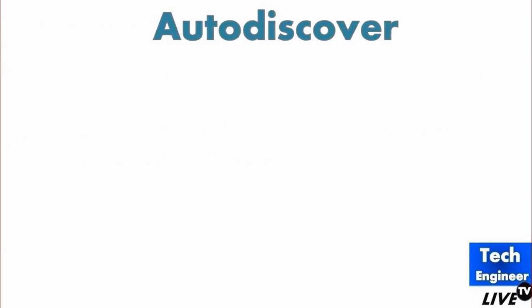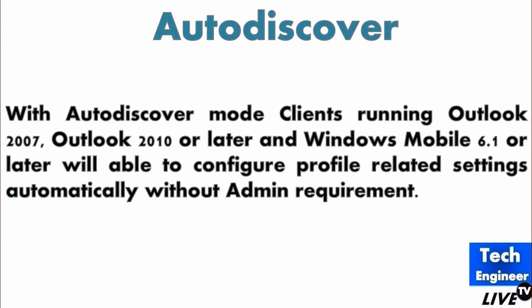Now there is one more thing, Autodiscover. What is Autodiscover? This Autodiscover is used in Outlook 2007 and 2010 clients, or Windows Mobile 6.1. Clients running Outlook 2007, 2010 or later and Windows Mobile 6.1 or later will be able to configure profile-related settings automatically without any admin requirement.